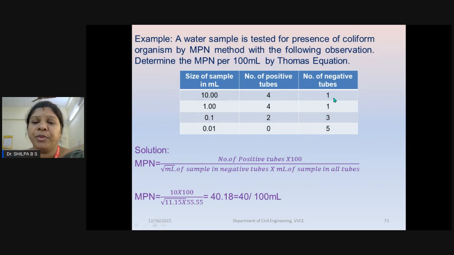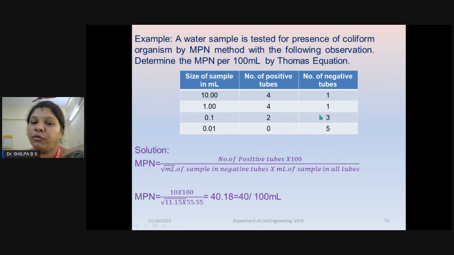The negative tube is 1 into 10, so that is 10; 1 into 1, that is 1; and 0.1 into 3 plus 0.01 into 5. When we add all these, we get the ml of sample in the negative tubes as 11.15, multiplied by the ml of sample in all the tubes.